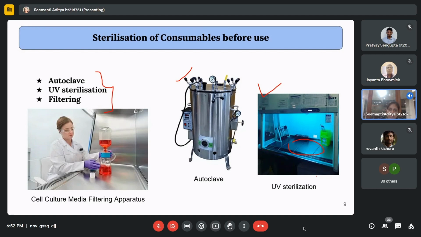So UV generally means surface sterilization. It's not going to penetrate deep. It does not penetrate plastic. It does not penetrate any substance. It is just for surface sterilization.